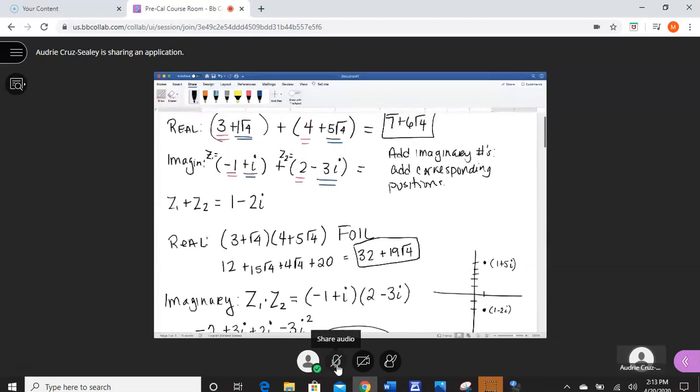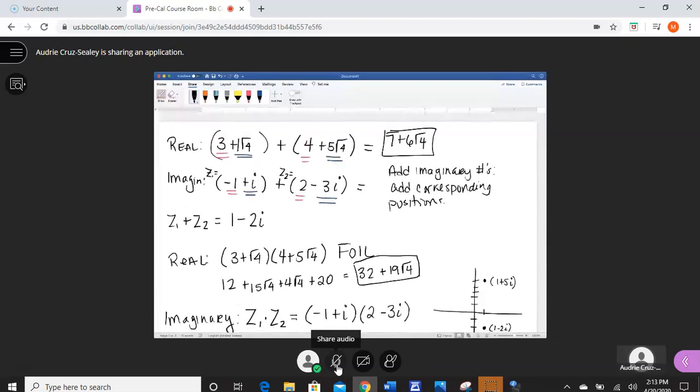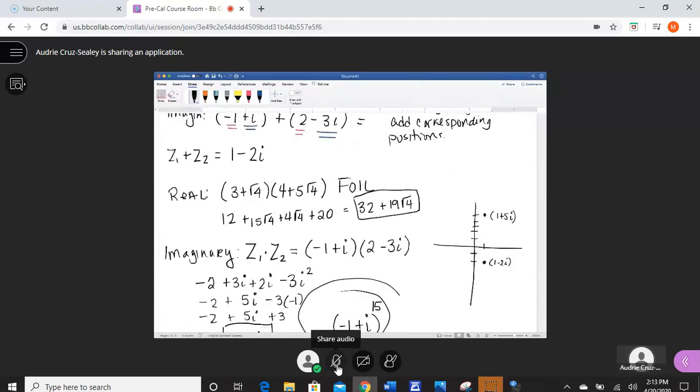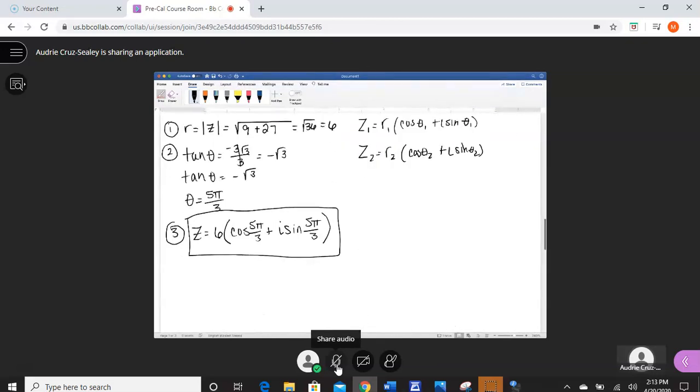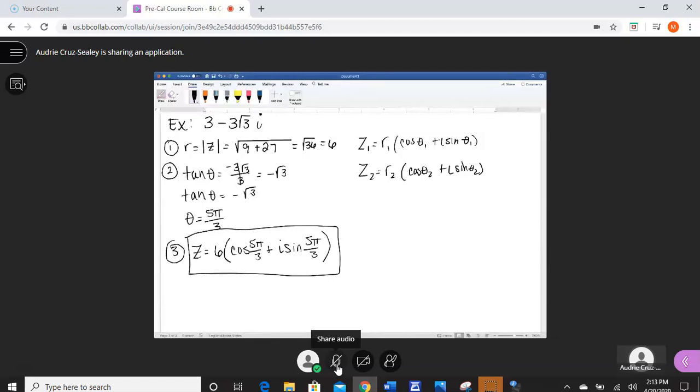Maybe up here. Okay, like up here, we had two complex numbers. We had -1 plus i, that was one complex number. And then we had -2 minus 3i, that's another complex number. And then we did multiplication or we added them, whatever the case may be, right? So here we have two complex numbers. They're just in polar form.